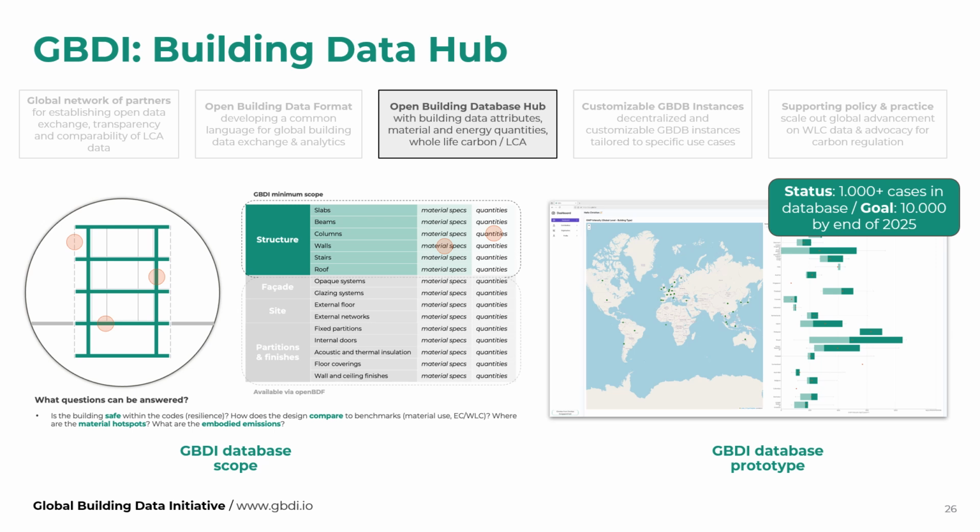The Open Building Data Hub, the platform that we've been working on, is functional and currently hosts around 1,000 building cases with a goal to extend it into 10,000 building cases by the end of 2025. The database already now allows advanced analytics for benchmarking, for understanding also the emissions across a portfolio of buildings, always with the focus of understanding material specifications and material quantities to really identify where embodied carbon emissions are occurring in buildings and how they can be reduced and building designs improved effectively.